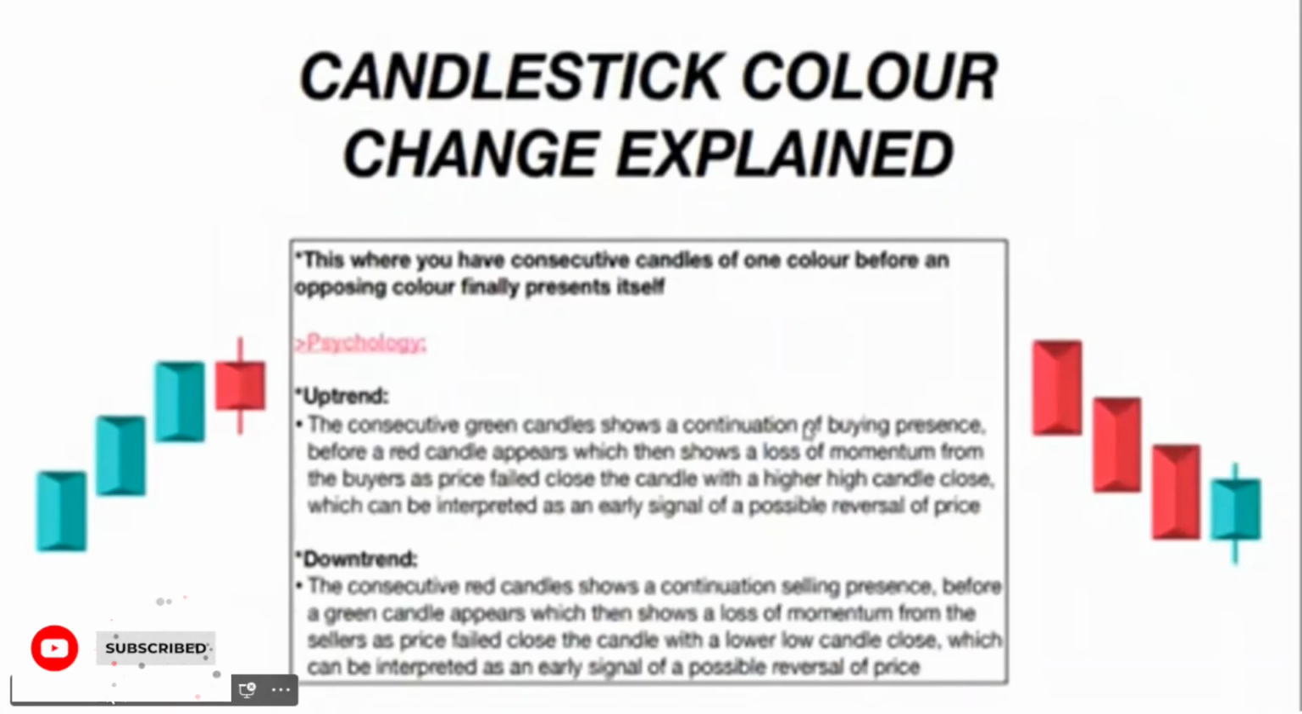Okay, so down here also we have our downtrend. A consecutive red candle shows a continuous selling presence before a green candle presents, which then shows a loss of momentum from the sellers as price failed to close the candle with a lower low candle close, which can be interpreted as an early signal of a potential revival of price.